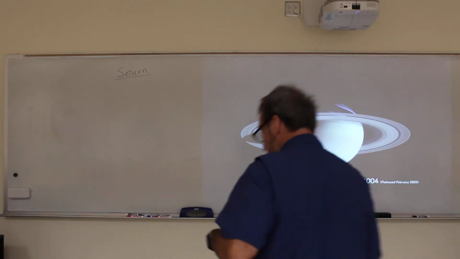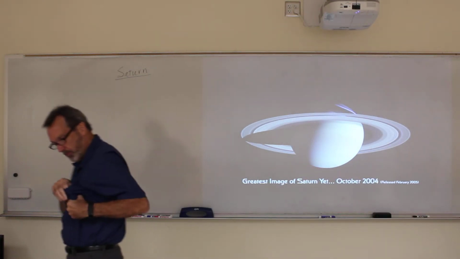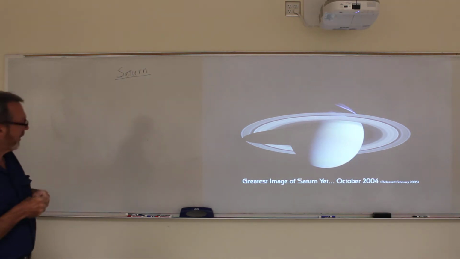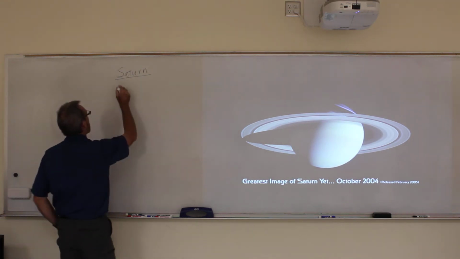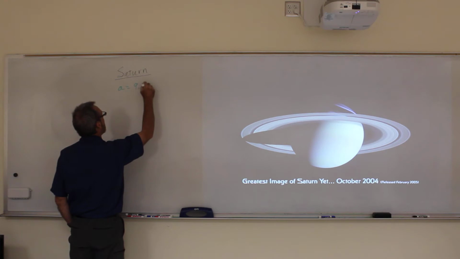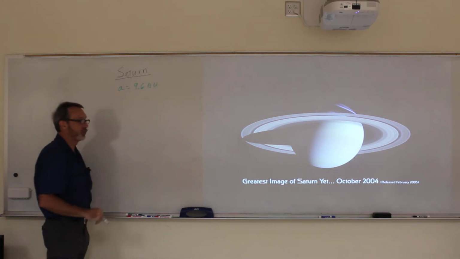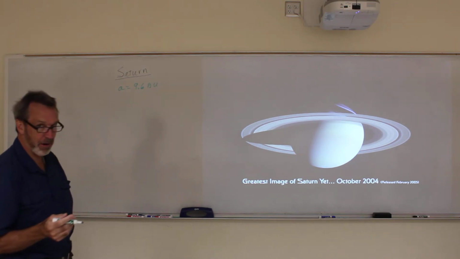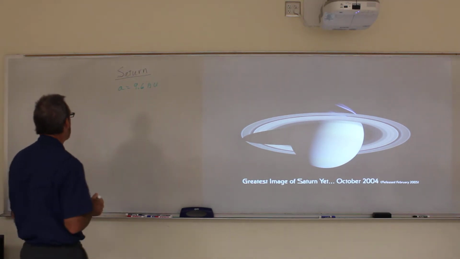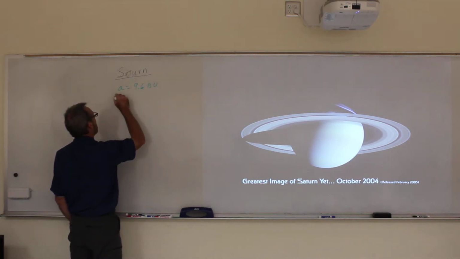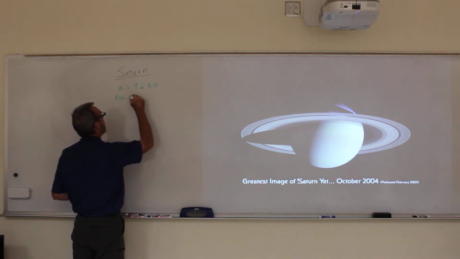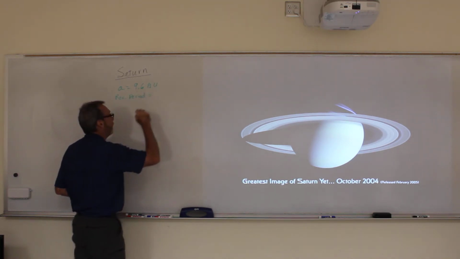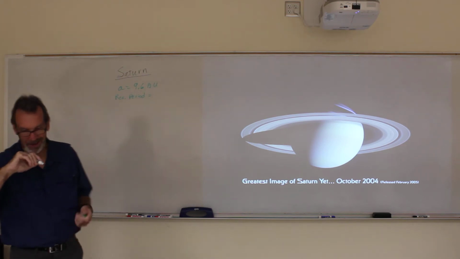All right, let's talk about Saturn. Saturn has a semi-major axis A equal to 9.6 AU, about exactly twice the distance of Jupiter. Remember, Jupiter was about 5, so it's almost exactly twice the distance, which gives it a revolution period of close to 30 years. It's 29 and a half years.